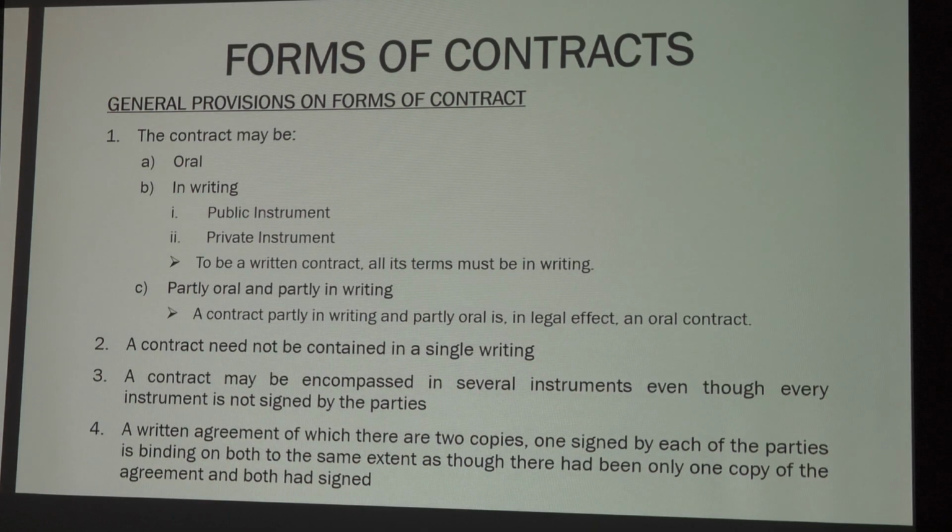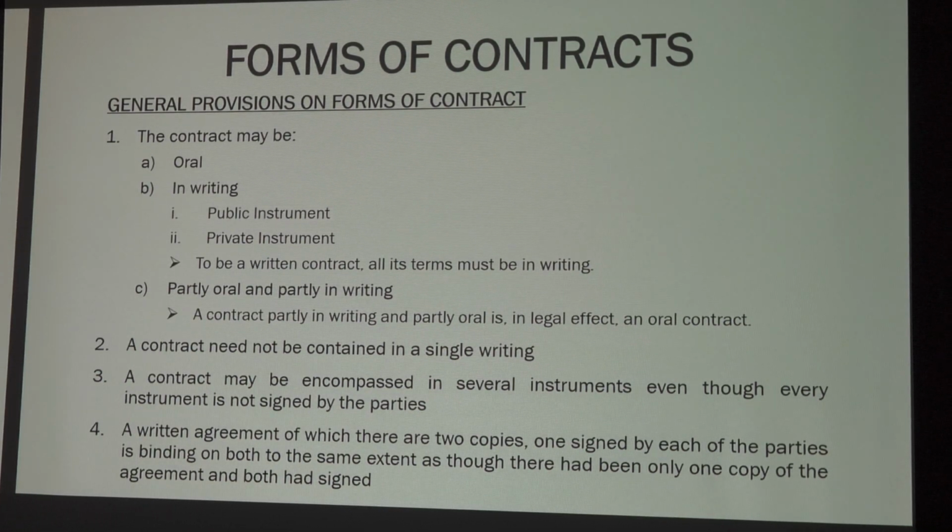A contract need not be contained in a single writing. A contract may be encompassed in several instruments, even though every instrument is not signed by the parties, as long as there is consent. Number 4, a written agreement of which there are 2 copies, one signed by each of the parties, is binding on both to the same extent as though there had been only one copy of the agreement and both had signed.